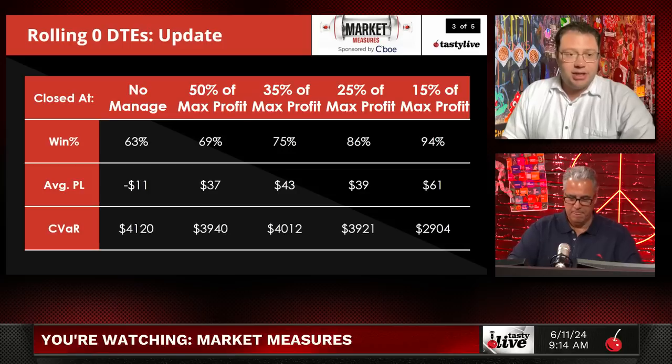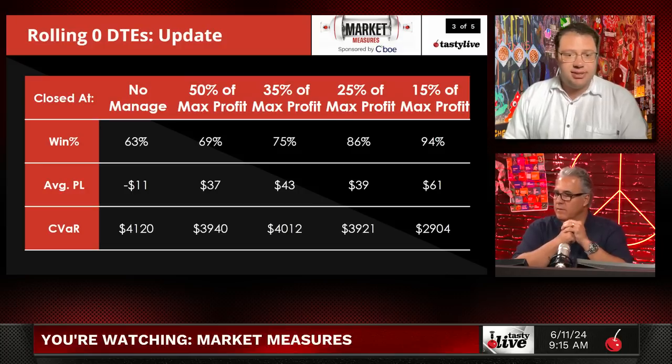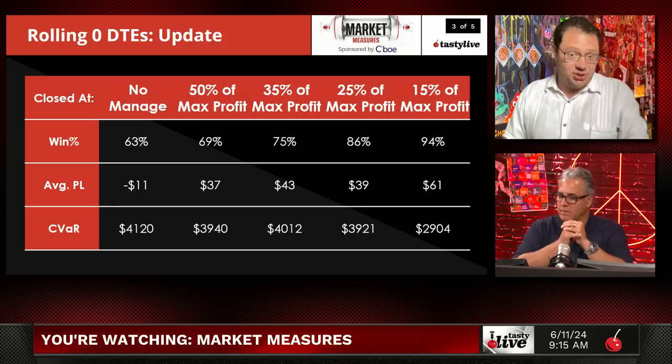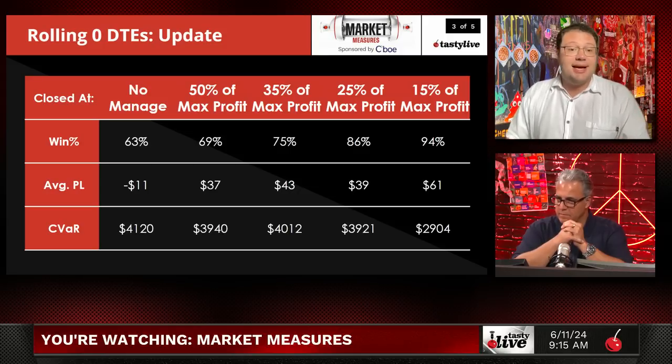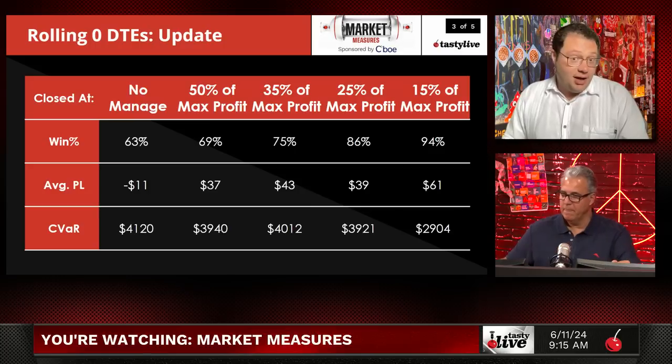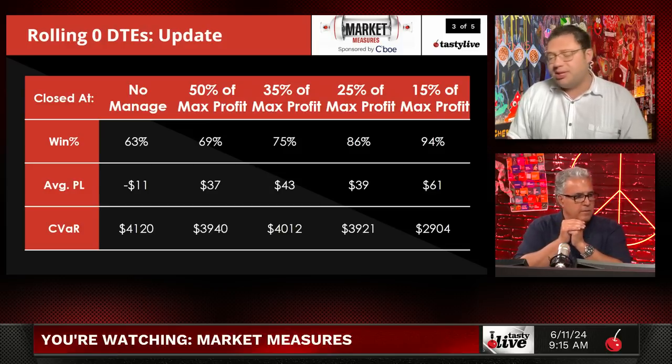Got it. What happens is if you don't manage it at all and you just put it on in the morning, hold it to expiration, your average P&L is actually negative, which surprised me a little bit. Your win rate is 63%, your CVAR is 4,100. So that's essentially, compared to the rest of this, your worst case scenario, right? You don't want to not manage this, especially if you're putting it on in the morning. If you do have a management target, either 50%, 35%, 25%, or 15%, you did get a positive P&L, relatively higher win rate, between 70 and over 90% if you're doing it aggressively. And your CVAR is lower, which means you're taking less risk.